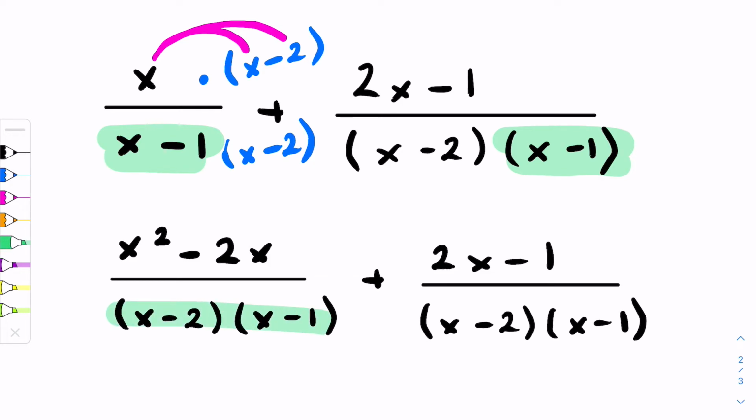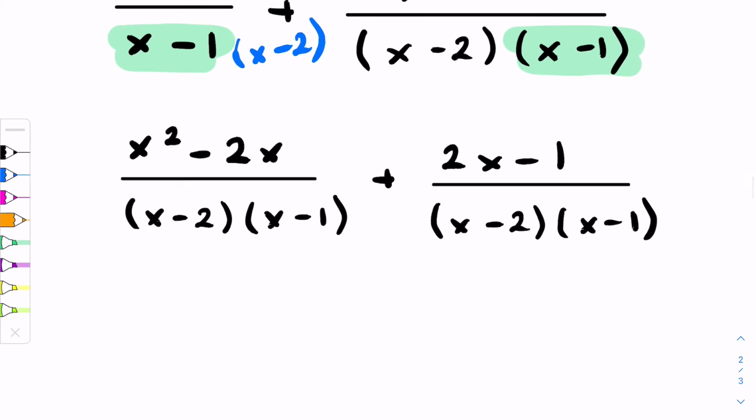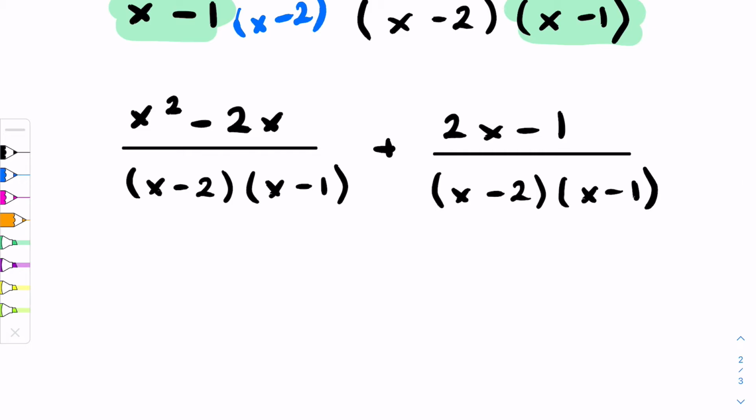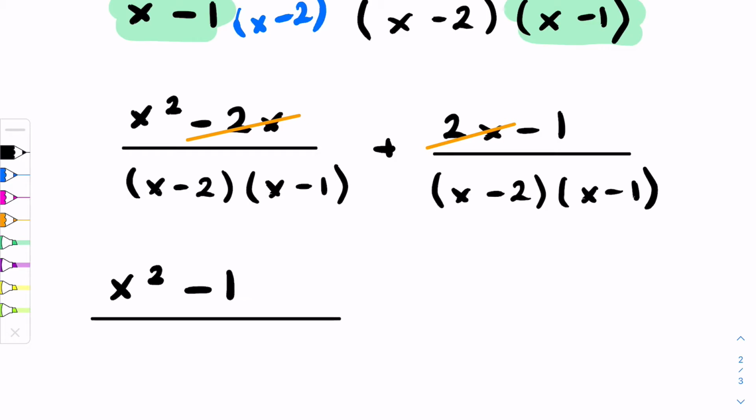Here you can see that you now created two of the exact same denominators. So once you have the denominators equivalent or identical, you can add your numerators together. So I'm going to add x squared minus 2x plus 2x minus 1. That gives me x squared. Negative 2x plus 2x is going to be 0, minus 1. And this is over my common denominator of x minus 2 times x minus 1.